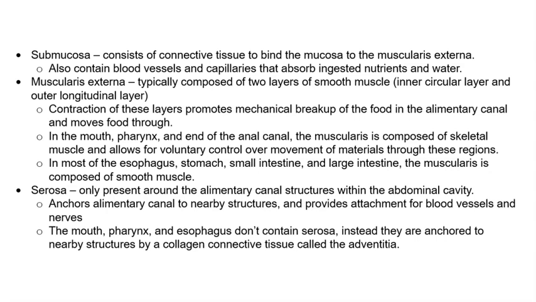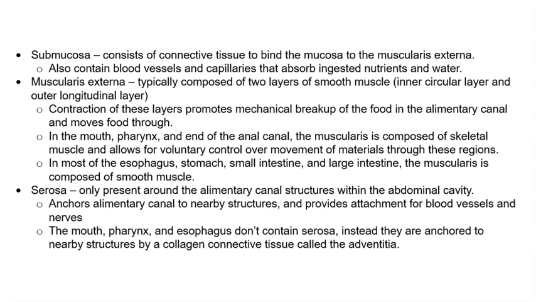We see that in the mouth, the pharynx, and at the very end of the anal canal, at the end of the large intestine, the muscularis externa is composed primarily of skeletal muscle, which allows for voluntary control over movement of materials through those regions. And in most of the esophagus, the entirety of the stomach, the entirety of the small intestine, and in most of the large intestine, we see that the muscularis externa is composed of smooth muscle. Additionally, when we get to the stomach, we'll see that the muscularis externa has a third layer, which is called the oblique layer, that we do not see in any of the other muscularis externa layers, in any of the other structures of the alimentary canal.